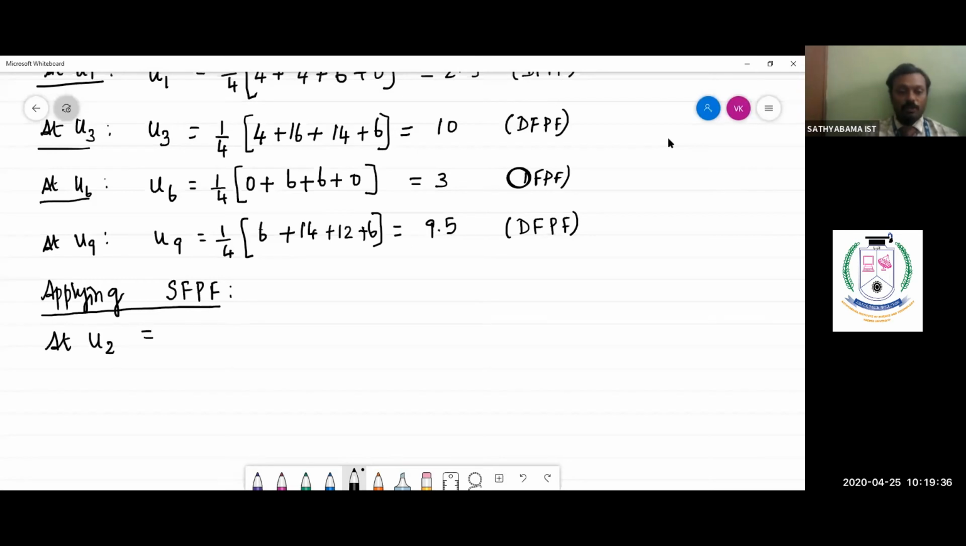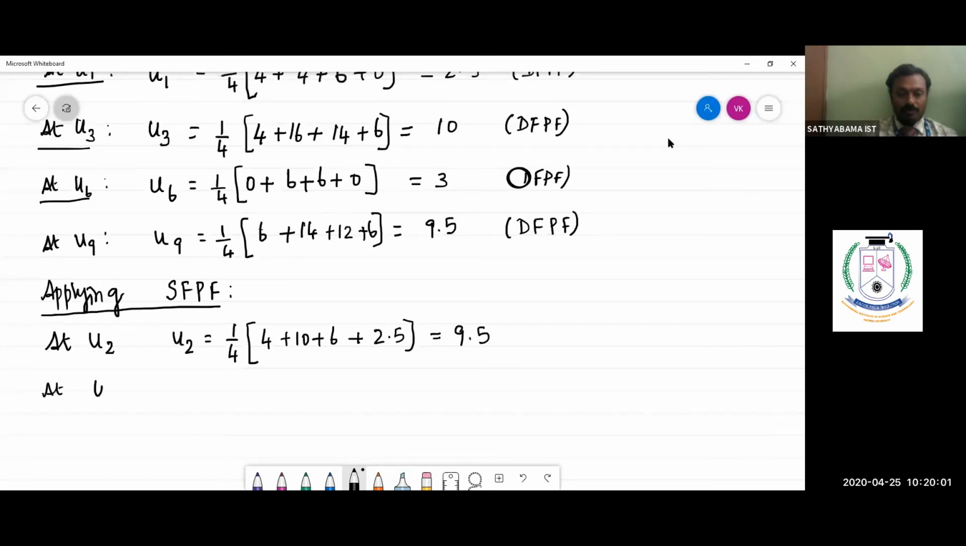So at U2, by applying the standard 5-point formula, we get U2 is equal to 1 by 4 into 4 plus 10 plus 6 plus 2.5. That is equal to 9.5.